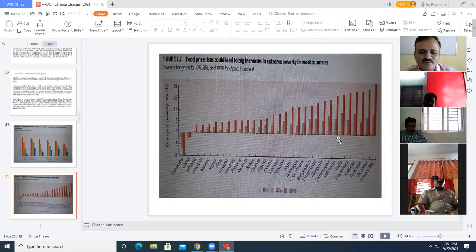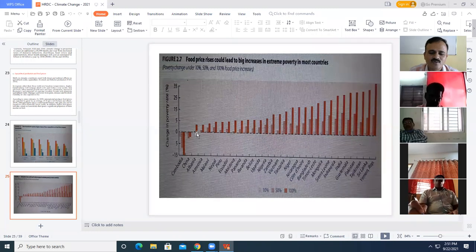And this is one more estimate. Based on the different scenarios, a 10% increase, 50% increase, and 100% increase in the food prices could lead to a big increase in the extreme poverty in most of the countries. So from now to the next few years, if the food prices increase by 10%, the first bar is negative in a few countries, in Cambodia and China, but not by much. In all other countries except these two, you see a bar in the positive part.